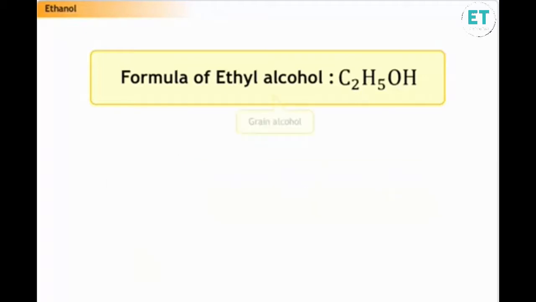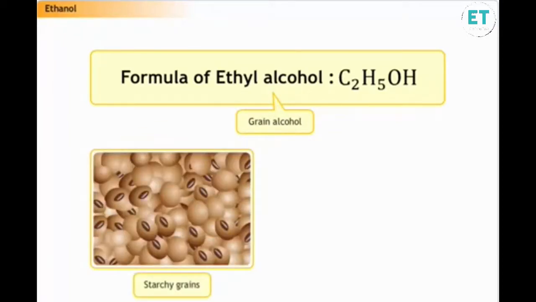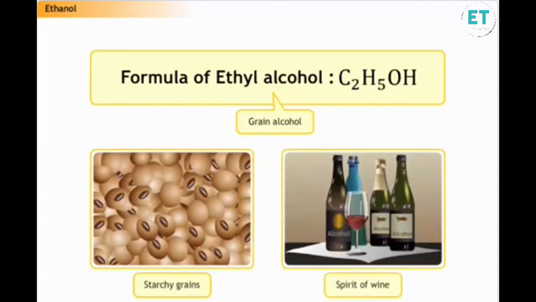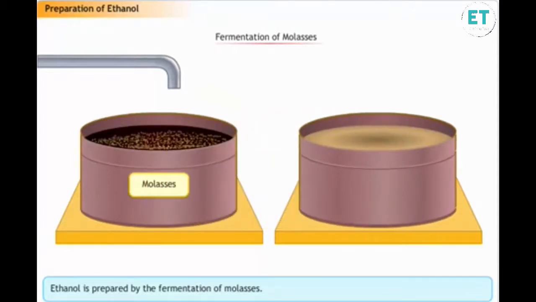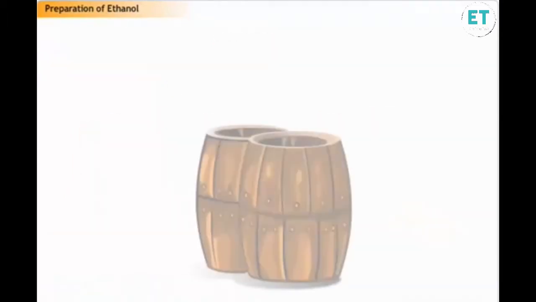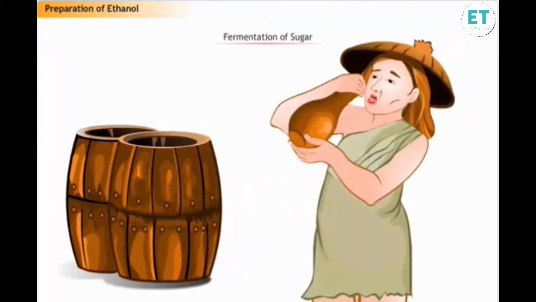Ethyl alcohol is also known as grain alcohol because it is obtained from starchy grains. It is additionally known as the spirit of wine because it is a constituent of wines. Ethanol can be manufactured through fermentation of molasses. The process involves slow decomposition of a complex organic compound like molasses into simpler compounds including ethanol by means of microorganisms like yeast. It is interesting to note that except for use of fire, the fermentation of sugar into ethanol is the earliest organic reaction known to mankind.